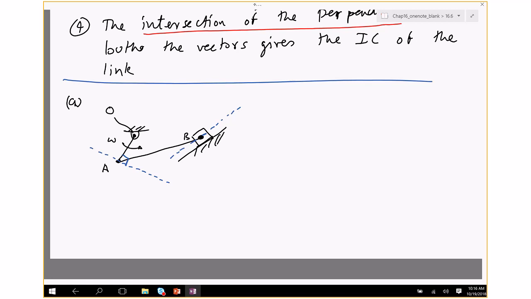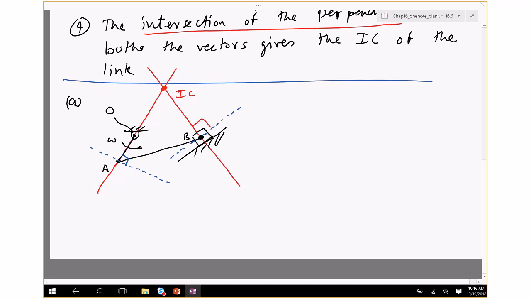Okay, the next step is to draw perpendiculars to the velocity vectors. So here is one of them. That's at 90 degrees to the dashed line or the velocity vector. And then the other one will actually be along the link OA because the velocity vector is 90 degrees. Okay, so this point here is the intersection of the two perpendiculars, and that is the IC.